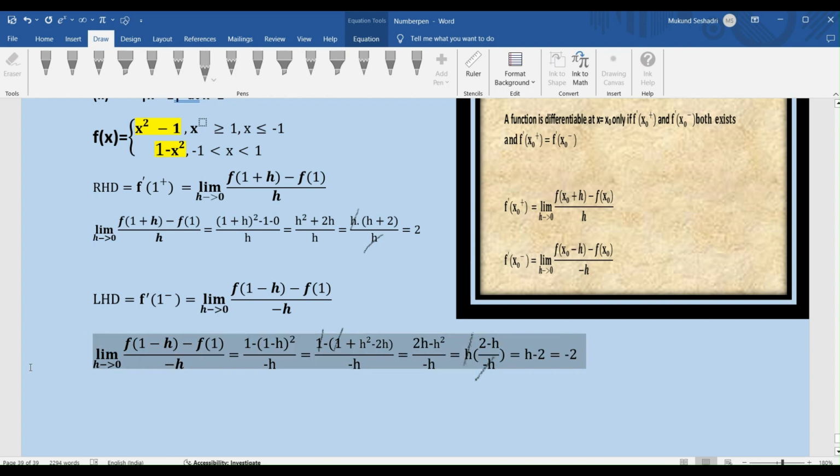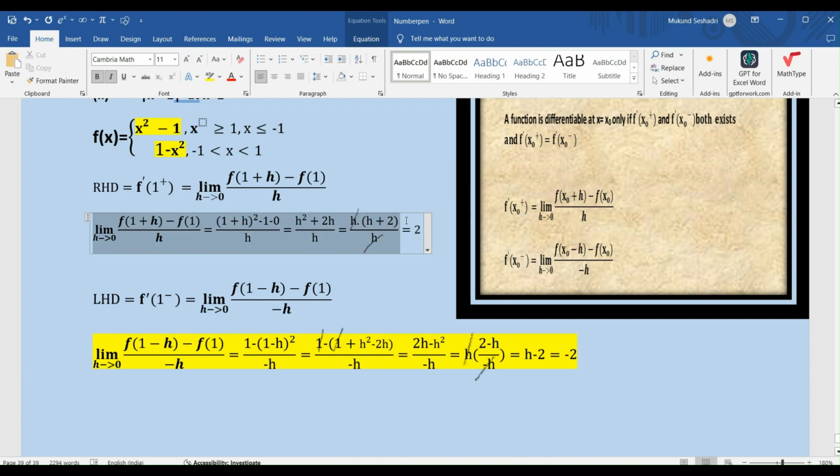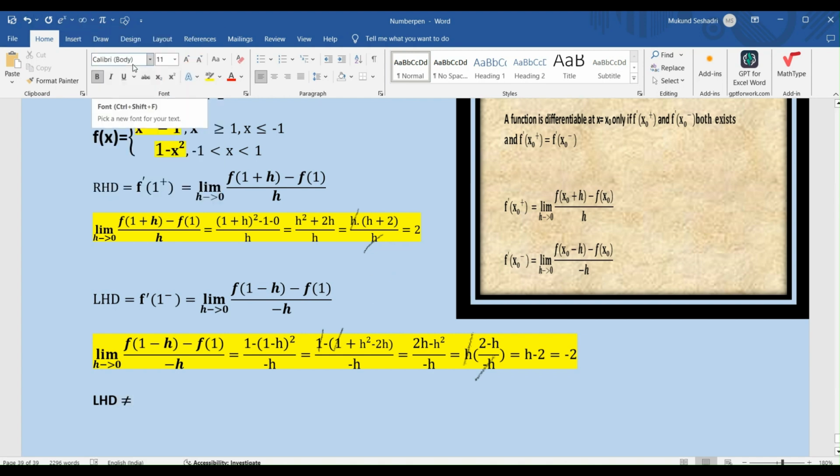We see that my LHD is also finite. It does exist, but my RHD is 2 and my LHD is minus 2. Therefore, my LHD is not equal to RHD, and therefore, the function is not differentiable at x equals 1. So that's how we solve this problem.